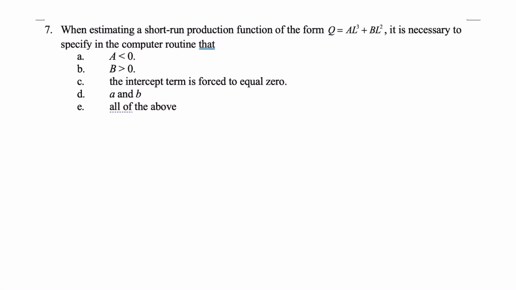Question 7 says, when estimating a short-run production function of the form Q equals AL cubed plus BL squared, it is necessary to specify in the computer routine that the intercept term is forced to equal 0. A and B will be defined this way, as we said in question 6. It will be defined this way naturally if we're using correct information to feed the computer. So this should be the information that the computer provides.